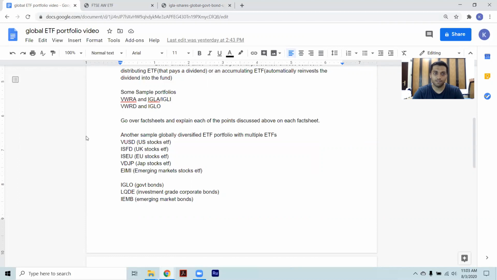So the advantage of the third sample portfolio is the fact that it gives you more flexibility. So if you are more bullish on, say, emerging market equities, you can have a higher weighting in EIMI as opposed to any of the other ETFs. That is a personal choice. That is up to you. Deciding the portfolio allocation is completely subjective.